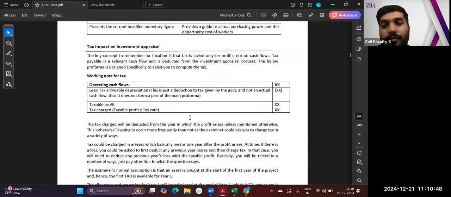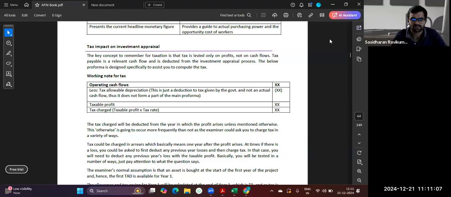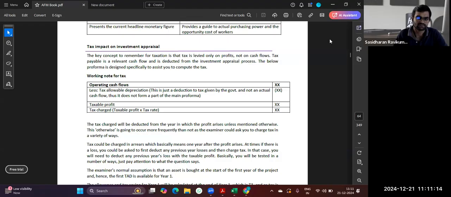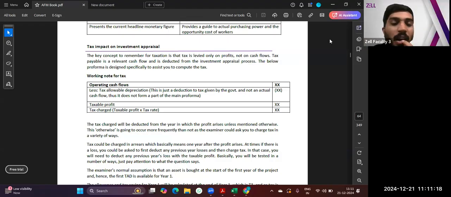Now, let's come to the tax working. Do you guys know how we calculate tax? Taxable profit multiplied by the tax rate. Now understand one thing. We are over here dealing with cash profit, correct? We all know depreciation is a tax allowable expense, correct? As per the tax rules, in any government anywhere in the world, depreciation is a tax allowable expense.